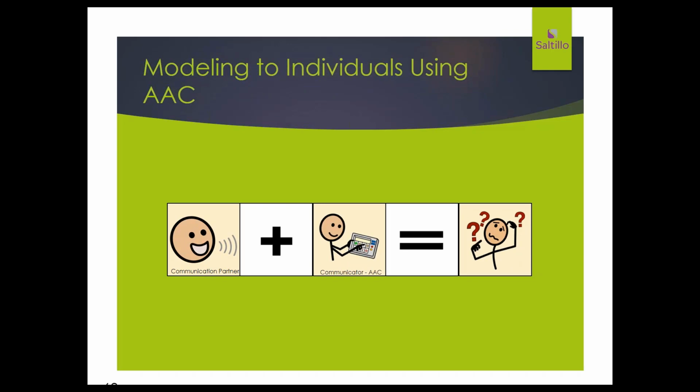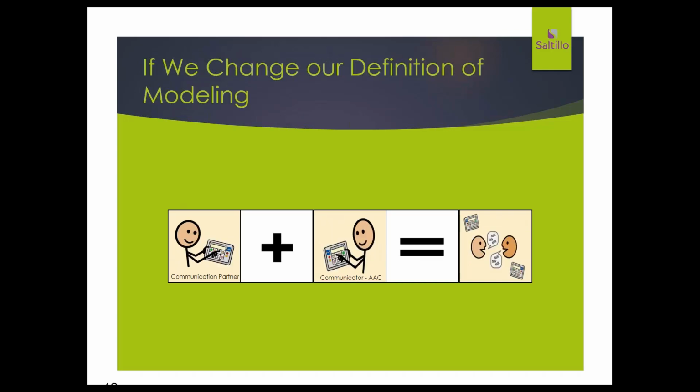When you're modeling to individuals using AAC, if you are just talking, but they are using a device to communicate, then that's kind of confusing, right? That doesn't necessarily equal full communication because we're not communicating in the same modes. If we change our definition of modeling, which basically means speaking AAC, okay, to, my communication partner is using a device, and then I'll use a device to communicate, and then all of a sudden we have communication, okay? So important. Language in equals language out.